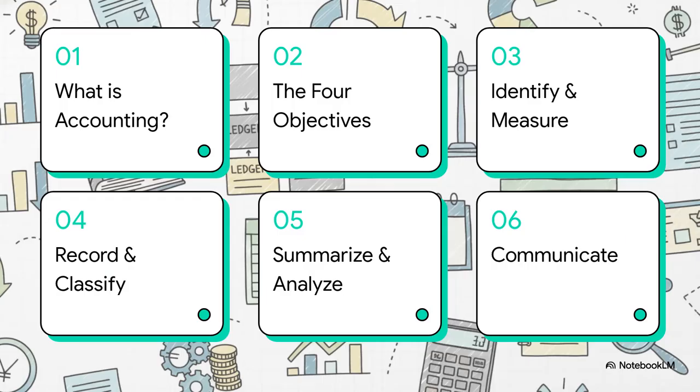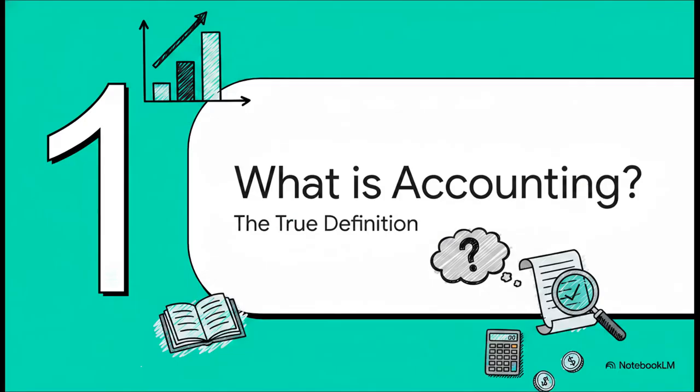To figure that out, we're following a 6-step roadmap today. What is accounting, the four objectives, and then the 4 major phases of a transaction: identify and measure, record and classify, summarize and analyze, and finally, communicate. Let's dive in. So section 1, what is accounting, really?